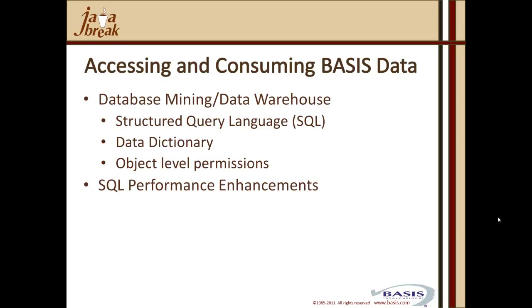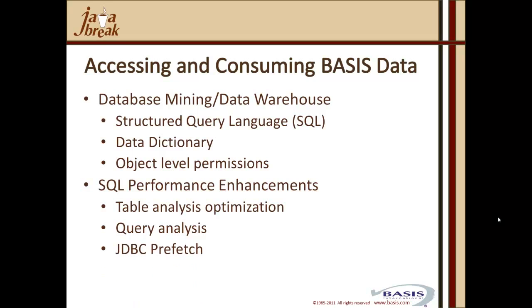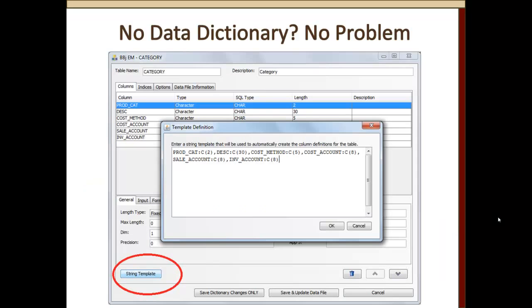And then finally, we'll also talk about several areas of enhancements to our SQL performance. How we can make it a lot faster by doing table analysis, and we'll look at some practical examples and demonstrations thereof, and query analysis, using the JDBC prefetch algorithm, and then finally connection pooling, where we preserve the existing connection and reuse it, thereby speeding up access to the database.